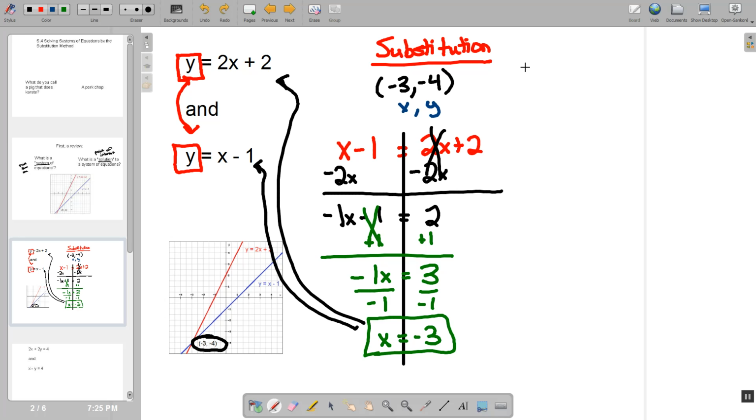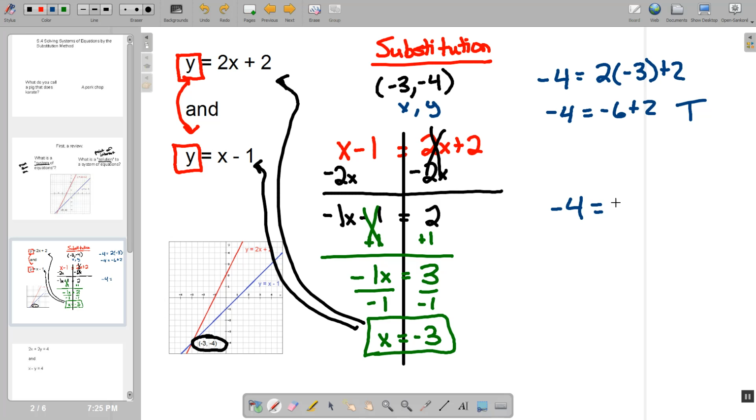So I plug it into the top first. I get -4 equals 2 times -3 plus 2, which is a true statement. That's true. Then I plug it into the bottom equation. Same thing. I get -4 for my y equals -3 minus 1. That is also a true statement. So my answer should be -3, -4, which means that's where the lines intersect.